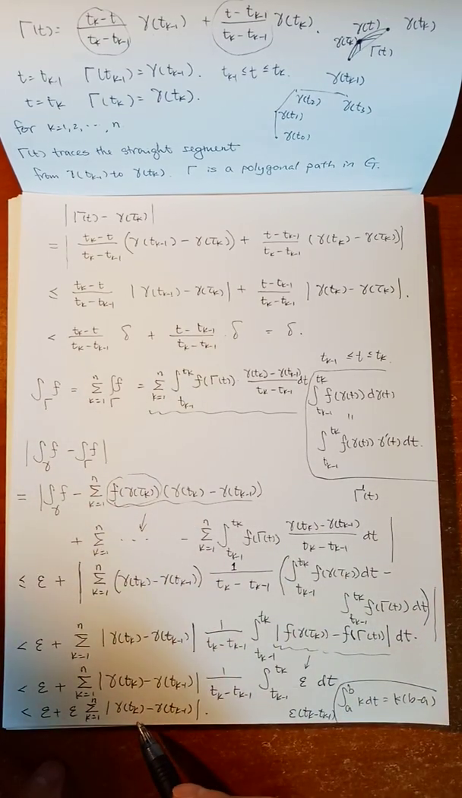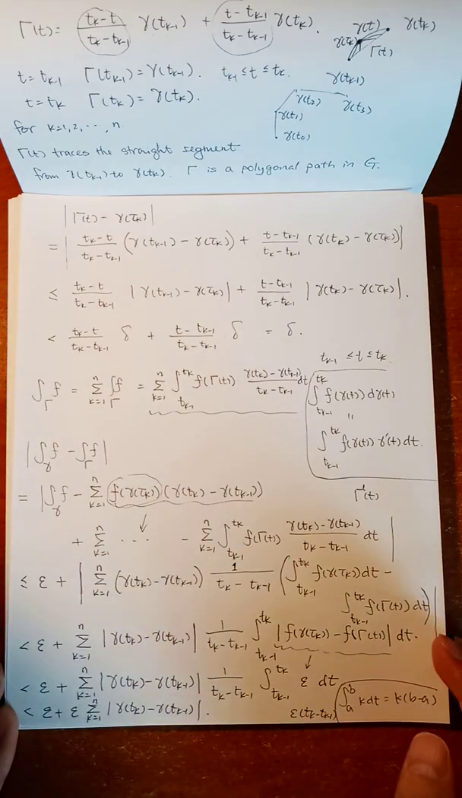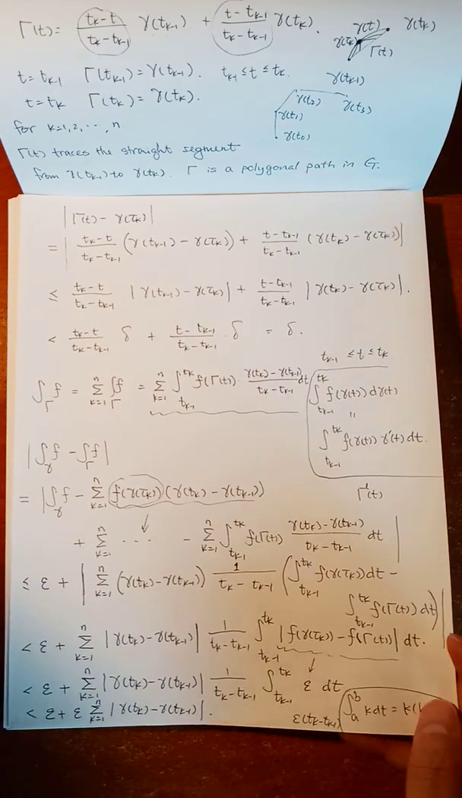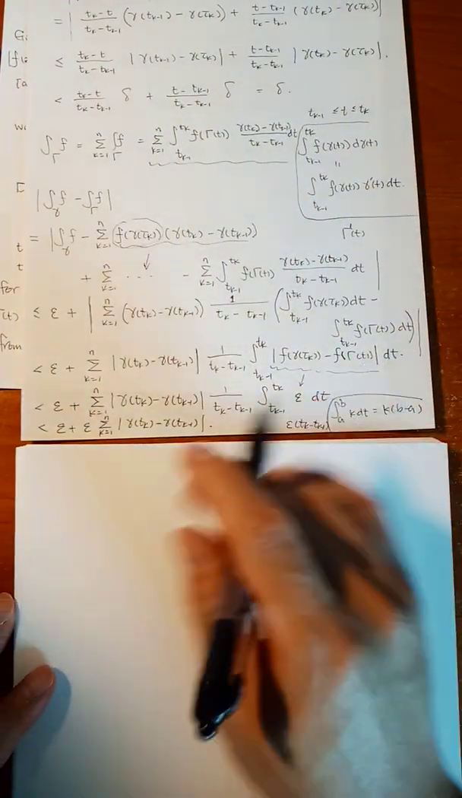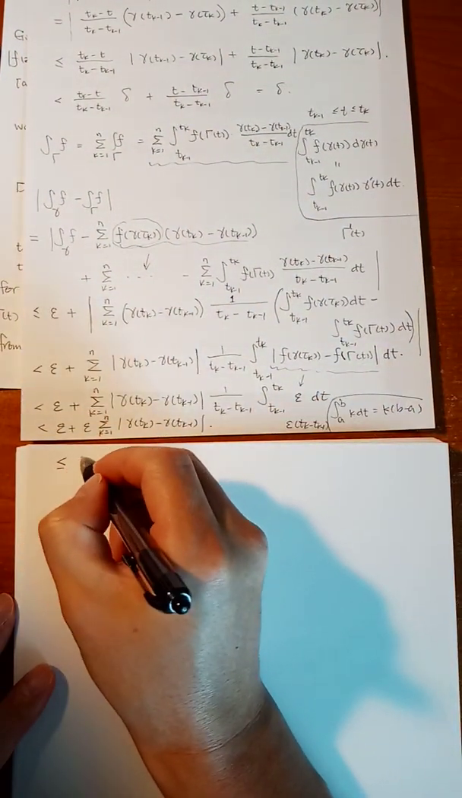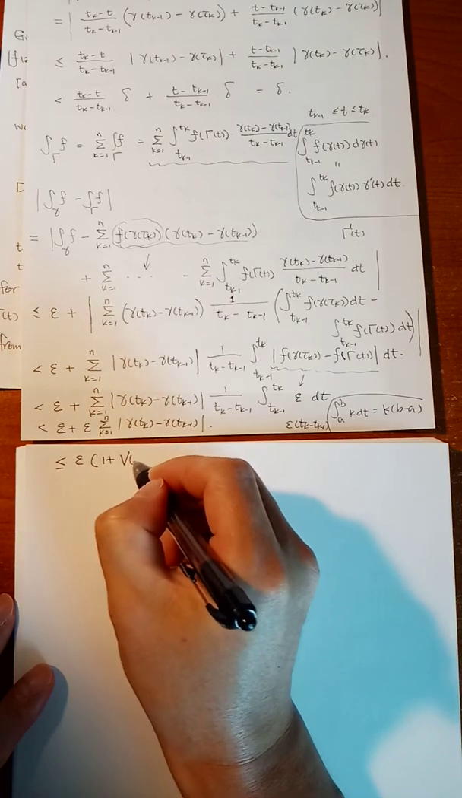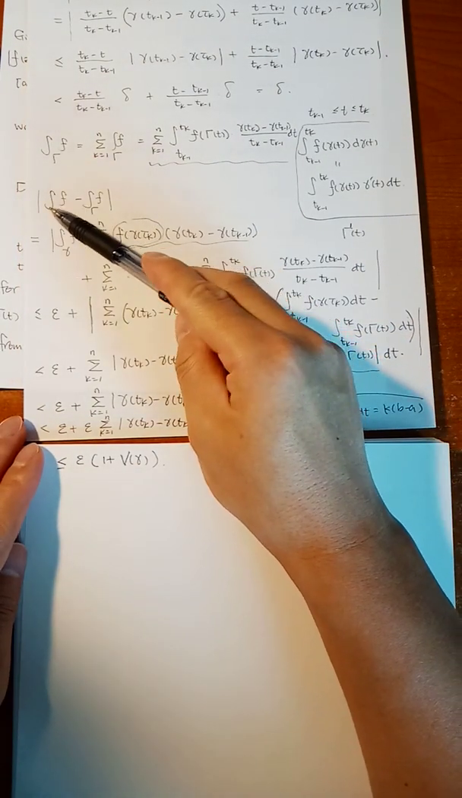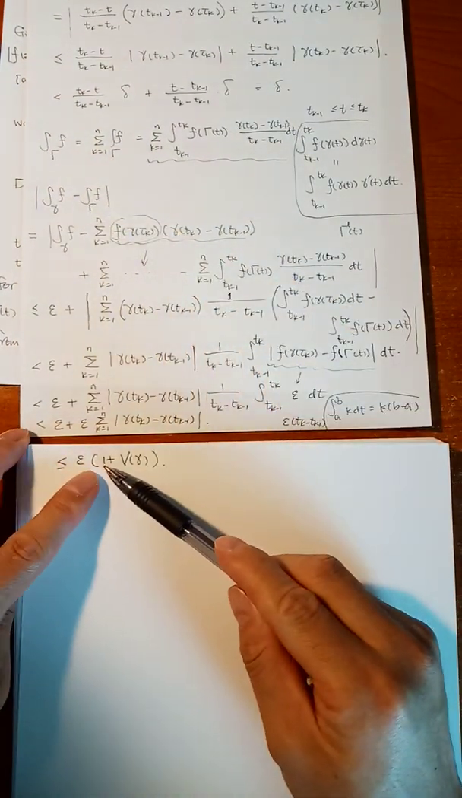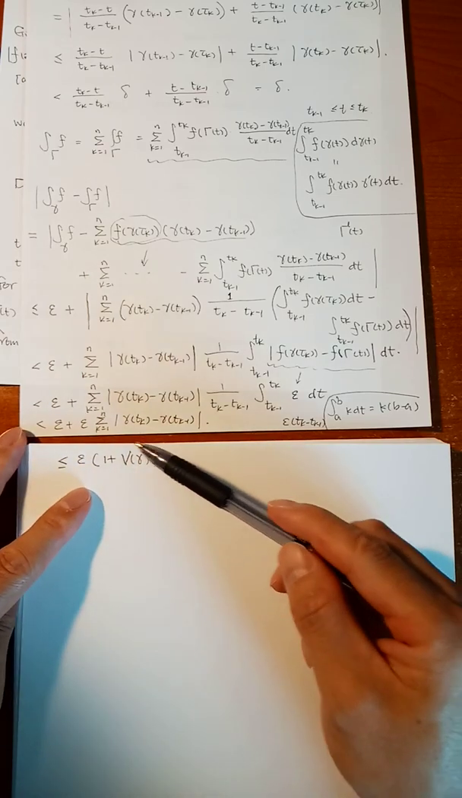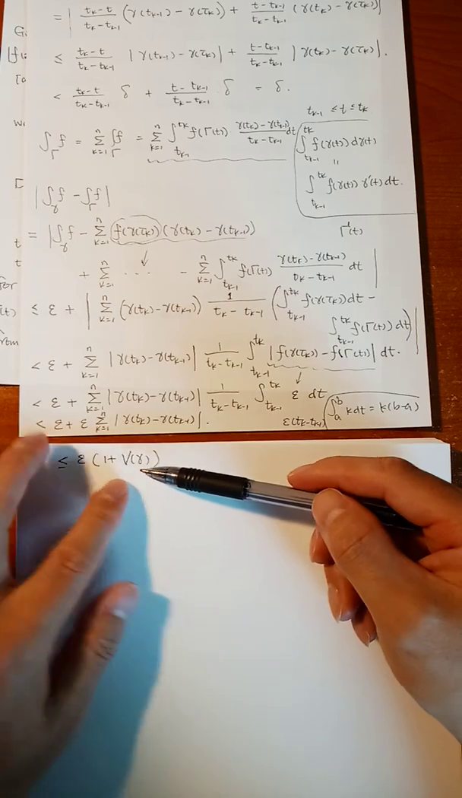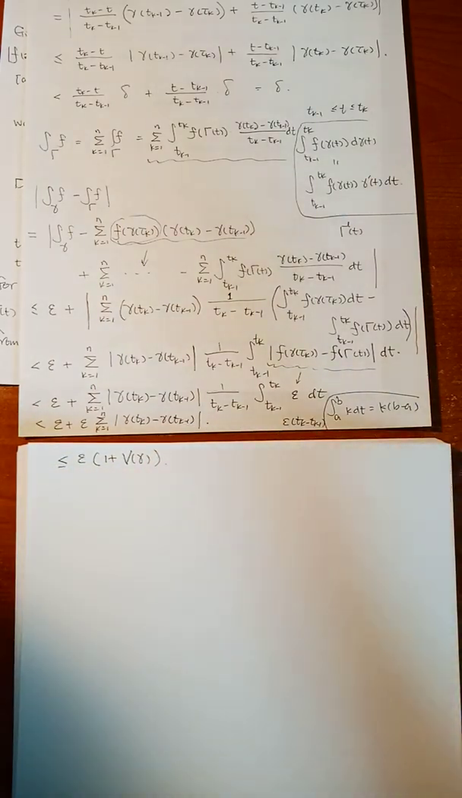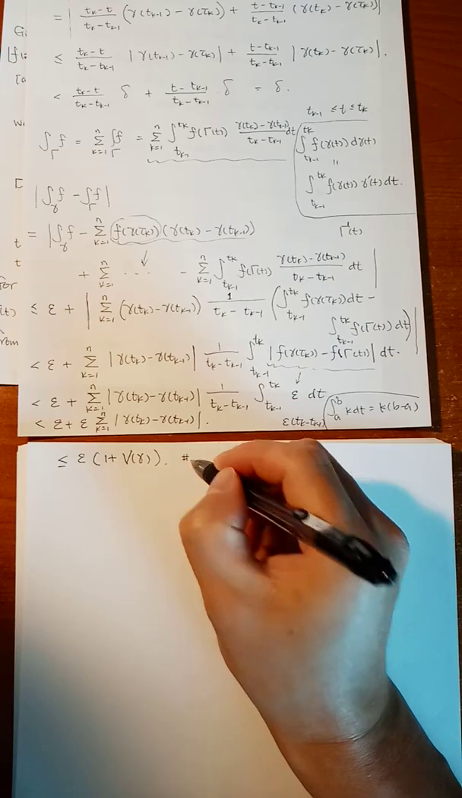What is this? This is a variation of gamma with respect to this partition, and we know gamma gives us a rectifiable path, so it has bounded variation, so it's less than or equal to epsilon times 1 plus the total variation of gamma. Okay, so what do we prove? We prove that the absolute value of the difference is less than epsilon times 1 plus the total variation of gamma. Of course, we can modify the epsilon a little bit to cancel this coefficient. So basically, we finished the proof of part 1.